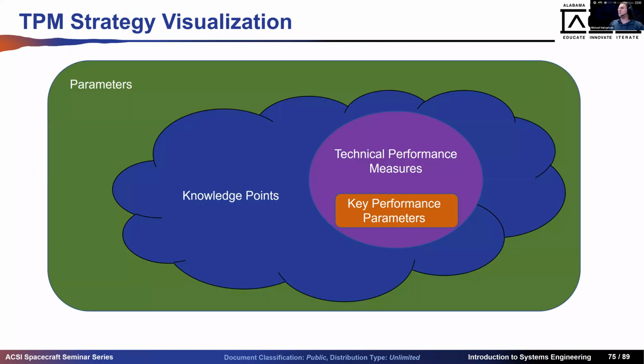Okay, this is what that looks like graphically. So parameters exist. You have just this big sea of parameters that can exist. And then you have knowledge points, which are just some things that can be calculated about that. Okay. And then you have technical performance measures, which are very important knowledge points. And then key performance parameters, which are great for the entire system. Okay.